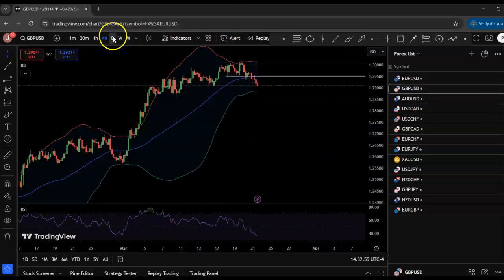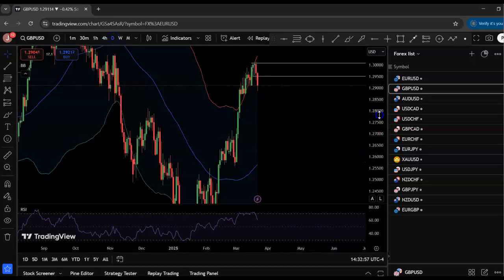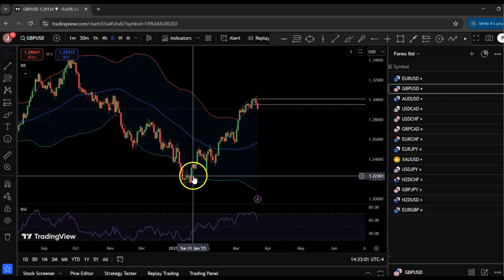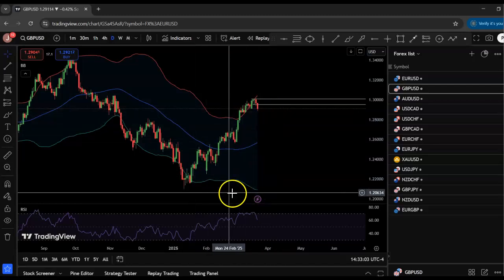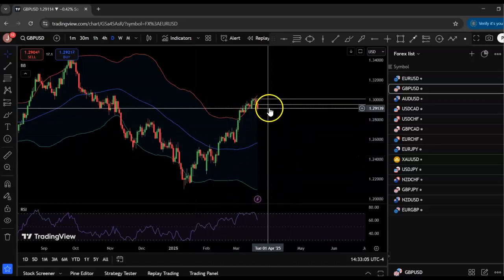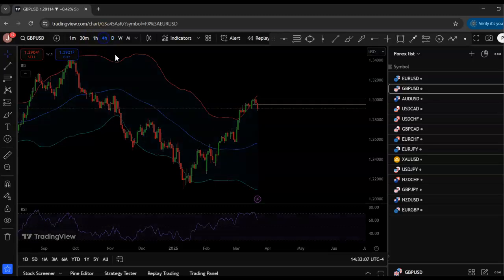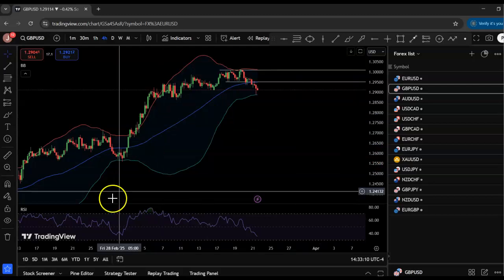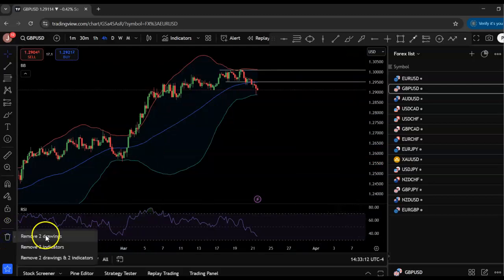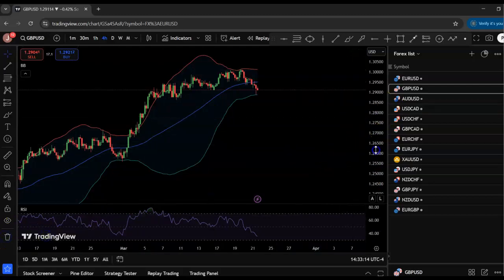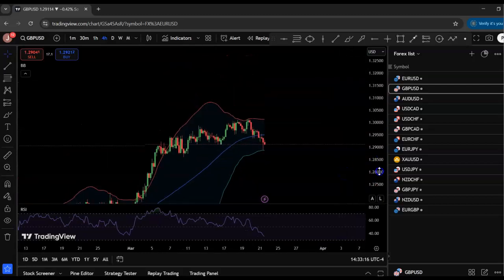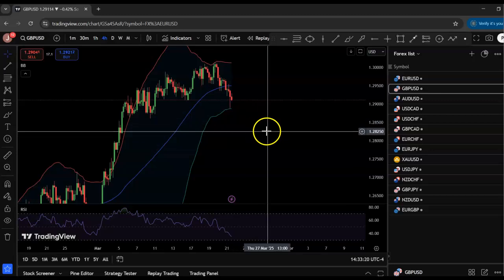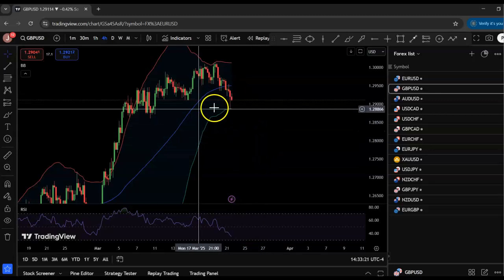GBP USD, it's kind of a very similar story. It's been up for the last month, just in an uptrend. Right now it's taking a breather. Okay, so we're going to wait for the same thing this week. Let me get rid of those lines. In the middle of the week, we'll see where we are at this pair right here.